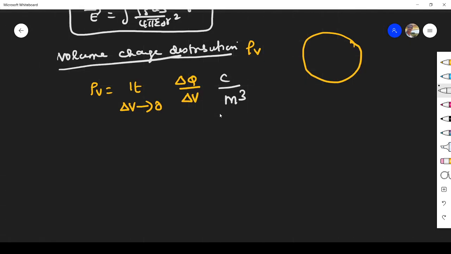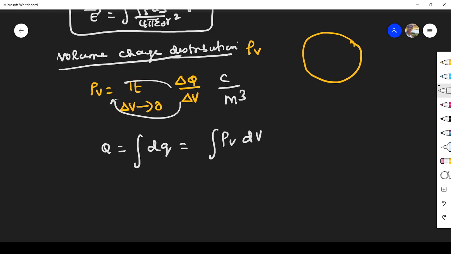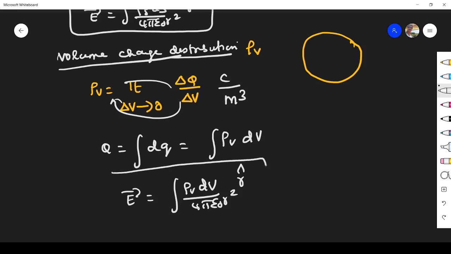Okay. As usual, you find what is the q value. Q is given by the integral of dq, that is given by rho v dv. Del q is equal to, you bring this side, rho v dv. So E is equal to q. Instead of q, substitute rho v dv divided by 4 pi epsilon naught r squared into r cap, right? So this is the electric field due to volume charge density, right?